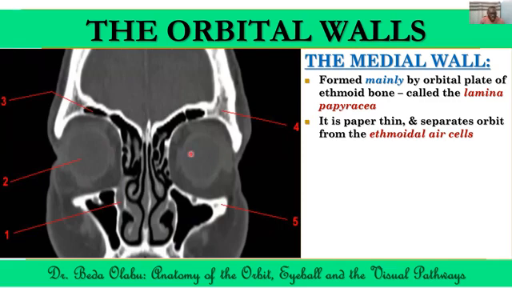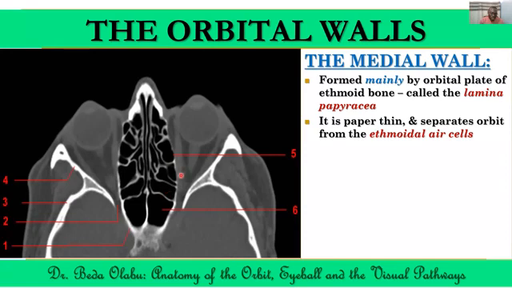This image shows you that. So this is the lamina papyracea, very thin bone, or that one, lamina papyracea. And these are the ethmoidal air sinuses. Do not confuse that with the nasal cavity, which is this one. This also shows you lamina papyracea, labeled 5, medial wall of the orbit, separating the orbit from the ethmoidal air sinuses. Do not confuse the nasal airway, which is that and that. That's the nasal septum.